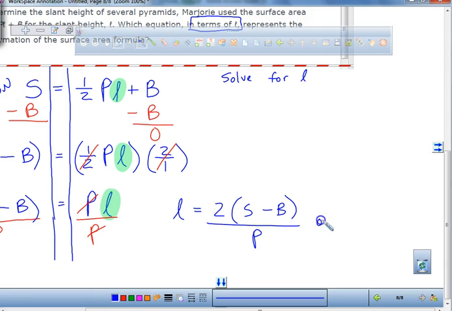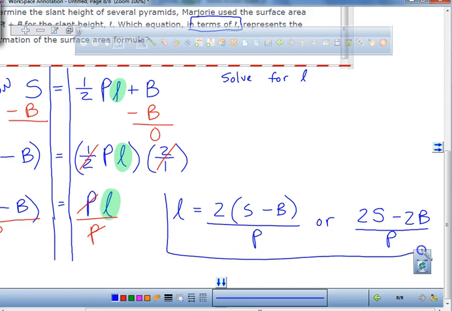Now I'm going to write the word or, because you could distribute the 2 to both numbers. So you could see the answer: 2 capital S, not a 25, 2 capital S minus 2 capital B over capital P. So these are the 2 answers. Now this, everybody, this is a real formula, okay? If you wanted to solve for the slant height and you had all the other pieces, you could, all right?